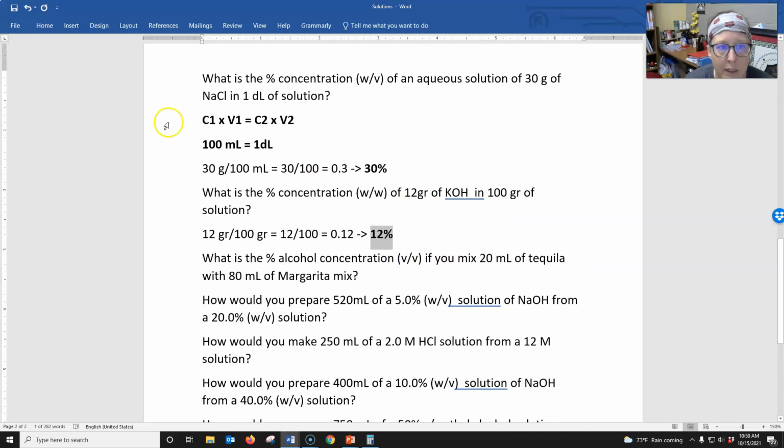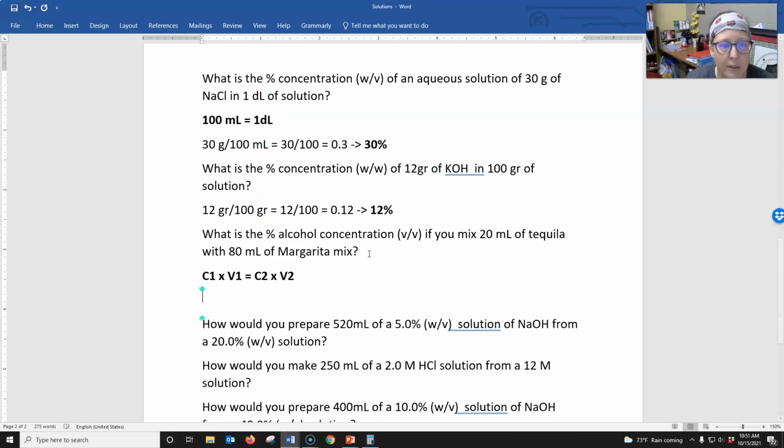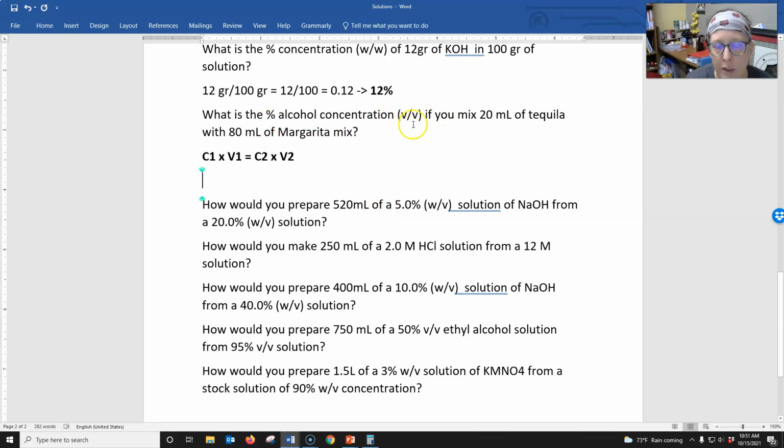Okay, now here's where we're going to use this formula. Probably shouldn't have put it there, I should have moved it down here. So we're going to do a little more fun, practical one. What's the percent alcohol concentration, in volume per volume, if you mix 20 mils of tequila, which is alcohol, with 80 mils of margarita mix? This one's pretty easy. We're going to put 20 of tequila plus 80 of the mix. So you would have 100 mil total.